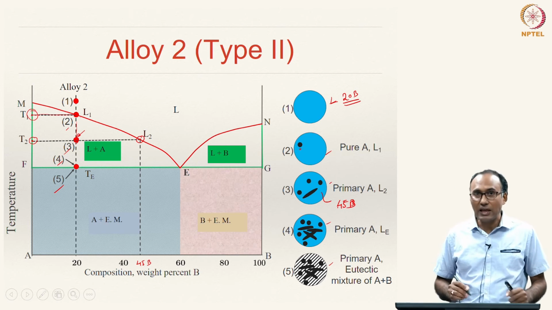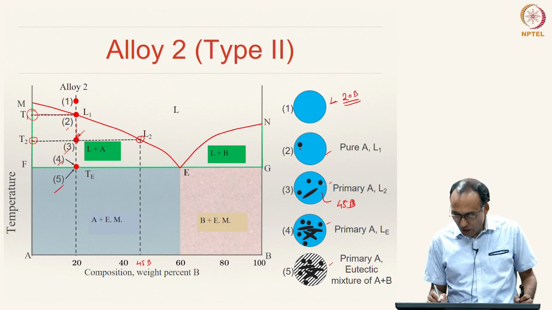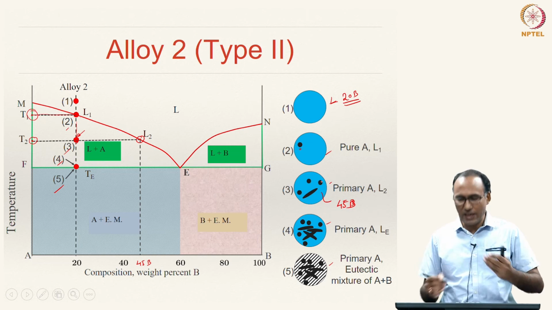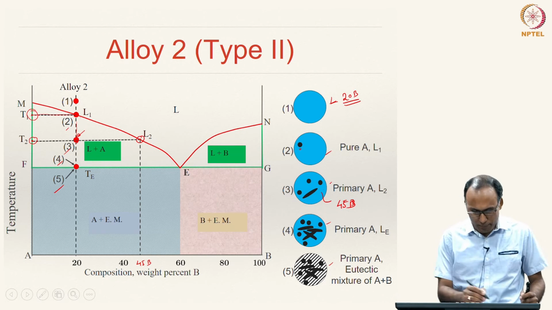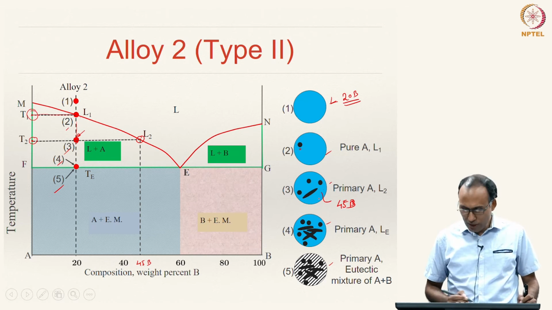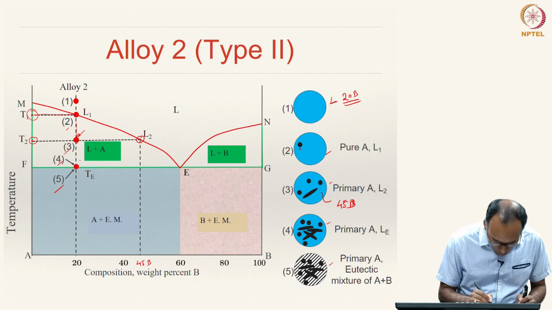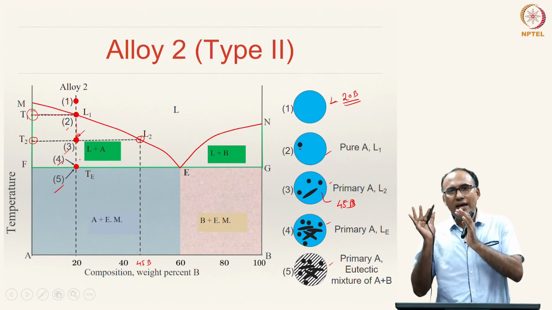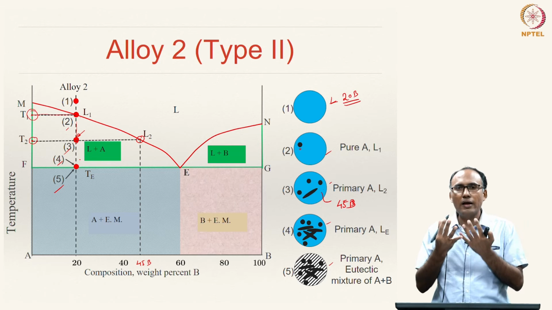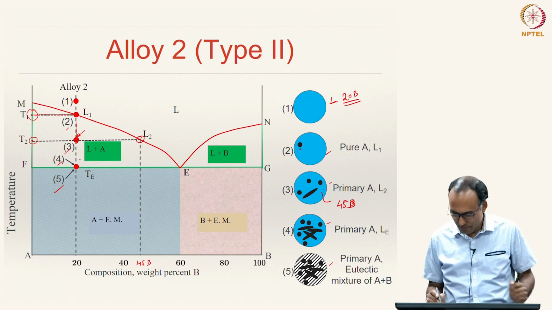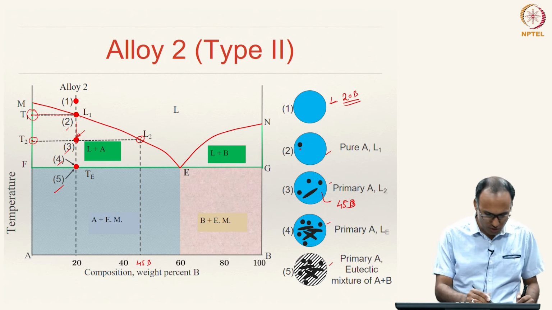What happened? The liquid became richer in B, because some amount of solid A is getting out of liquid, and hence liquid starts becoming richer in B as you are coming down. That means, as you are cooling down, solid A is segregating out and the liquid is becoming a richer solution of B than what it has started off with.